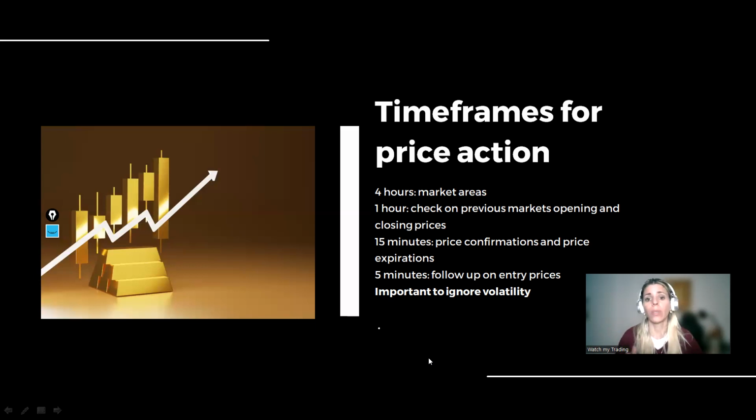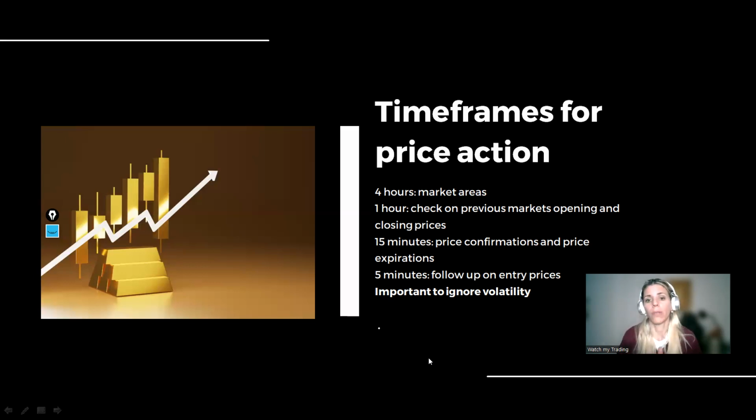So for our time frames, we're going to understand how the market areas work, where you have the buyer market area, the seller market area. And then in 1 hour, we check on the previous market opening and closing prices. In 1 hour, we check, if you're in Europe, how the Asian markets were behaving, but you won't use Asia information trading as much. We're going to focus on Europe and the US.